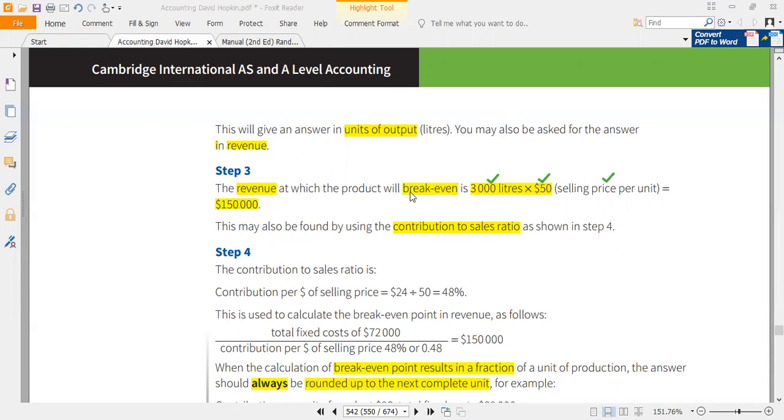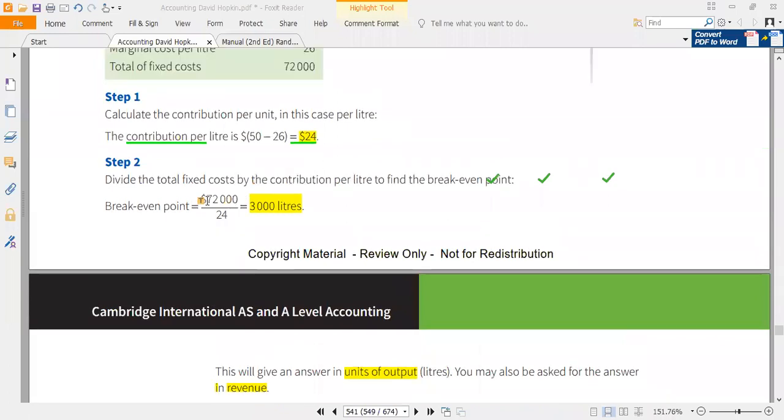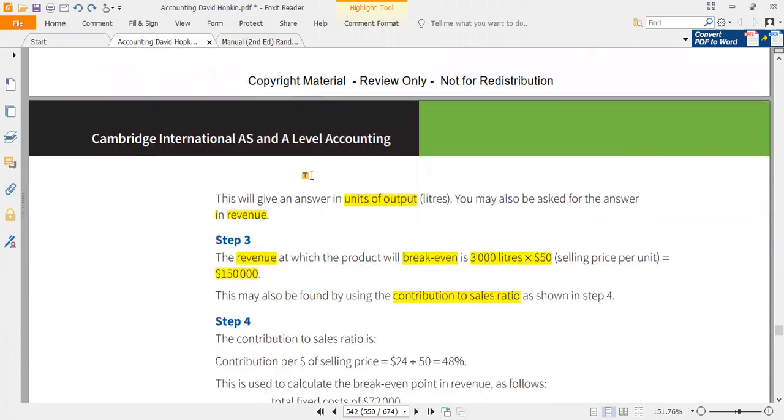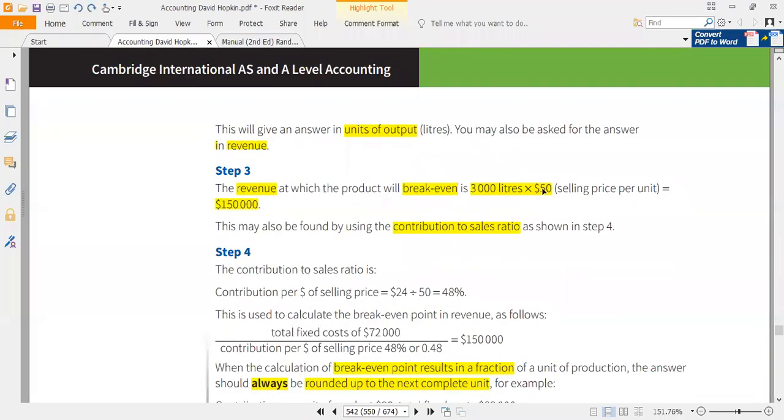What you did is simply fixed cost divided by contribution per unit, and the answer is in liters or units. When you want to calculate in revenue or sales, you simply multiply by the sale price. So you get the answer in dollars.